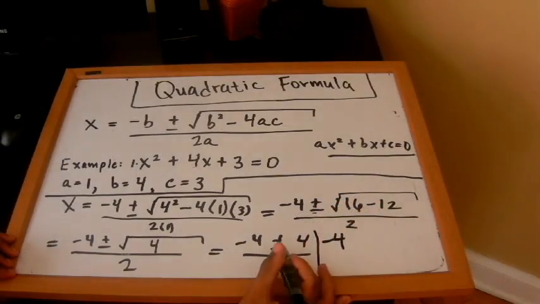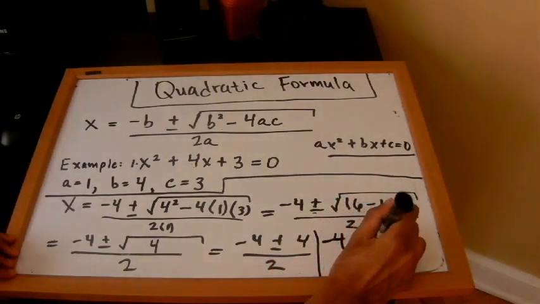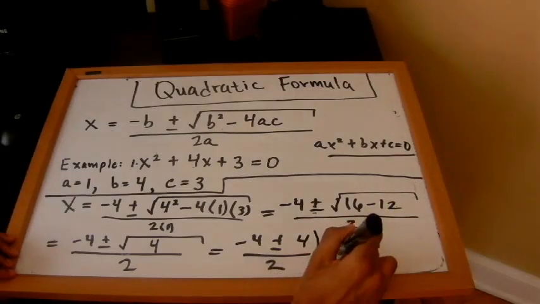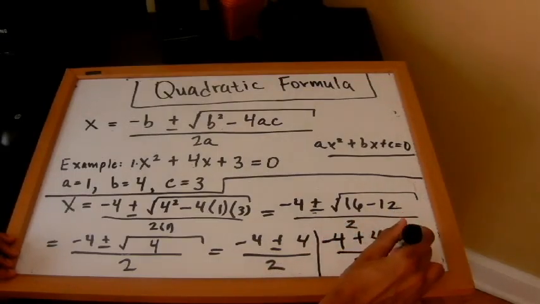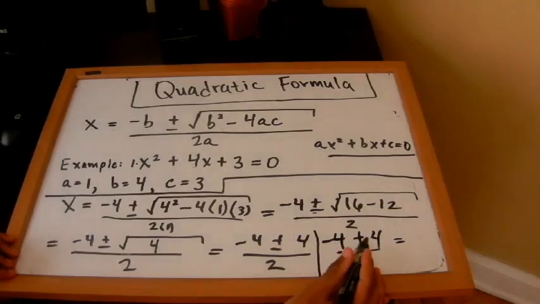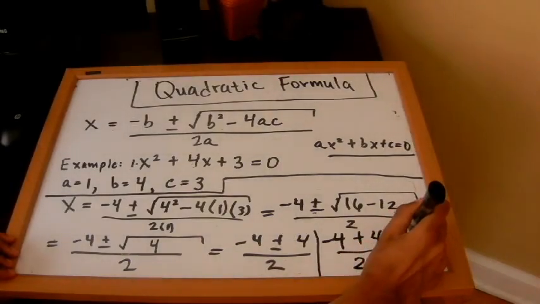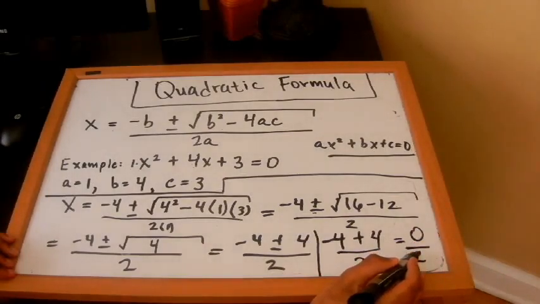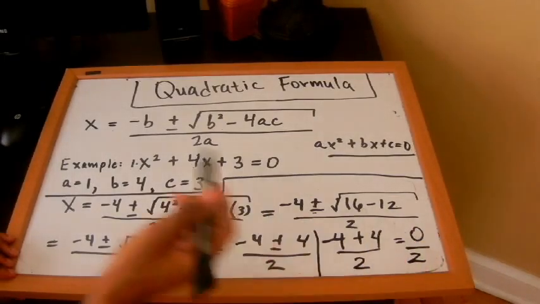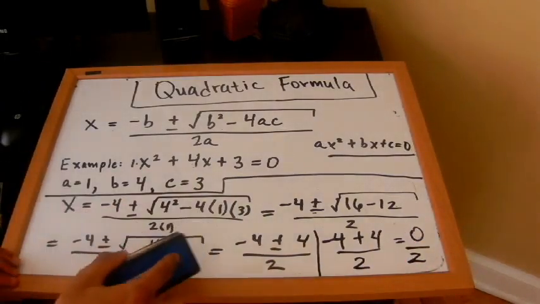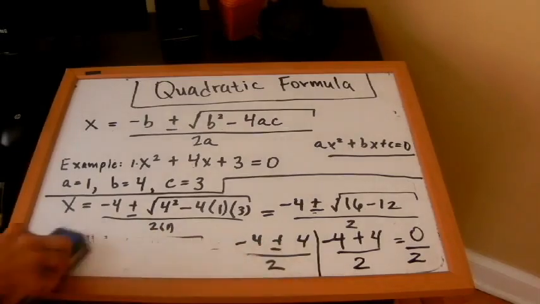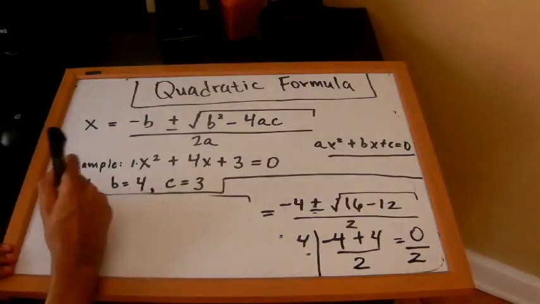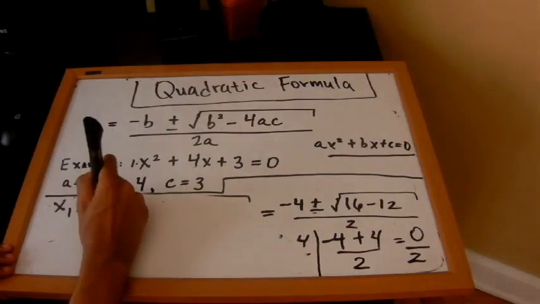So we're going to have negative 4 plus 4 over 2. Negative 4 plus 4, they simply cancel each other out, so we're going to have 0. And the denominator will simply have our 2. 0 divided by 2 is simply 0. And that is our first solution. Let's say x1 is equal to 0.